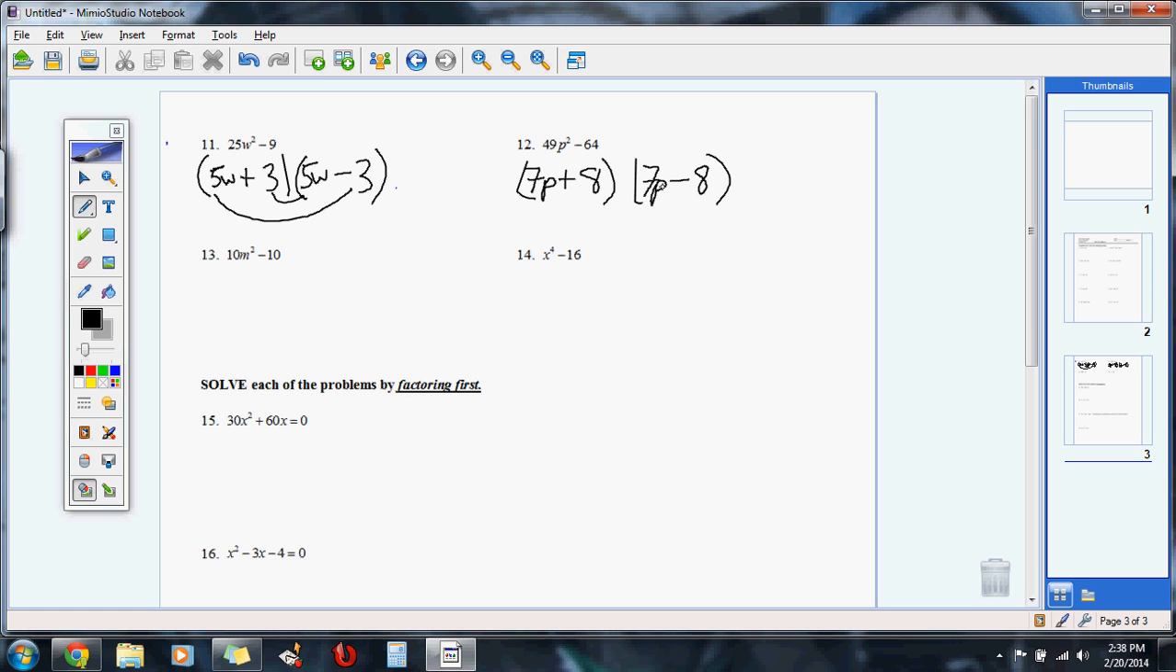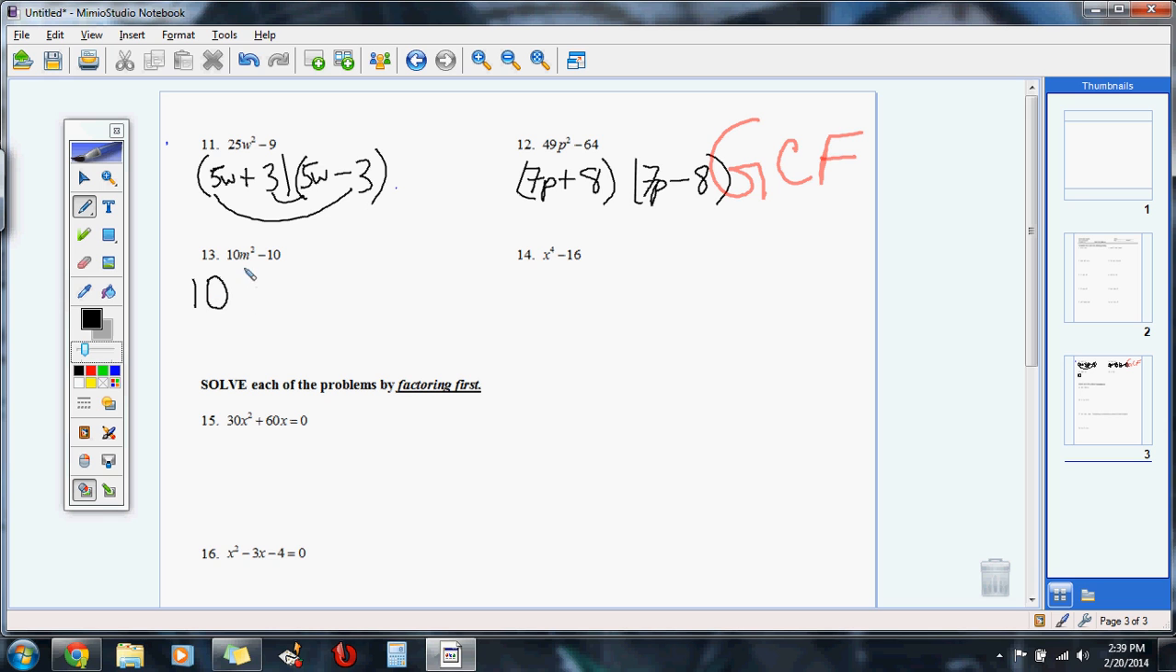You can always FOIL to check. Now the problem with these and the hard part is that you do not want to forget one very important thing. Ready for it? Do not forget the GCF. Now, there was no GCF for 11 and 12, but then all of a sudden you get to 13 and you might think those aren't perfect squares, or I can't do this problem. You can if you take a GCF out first.